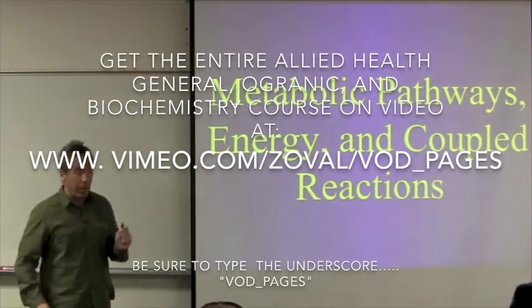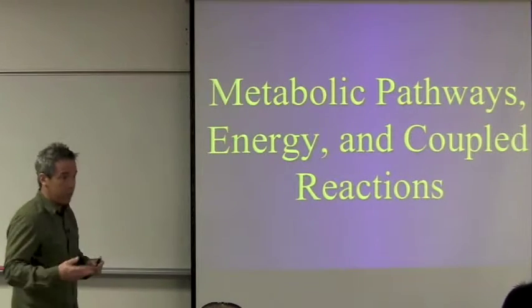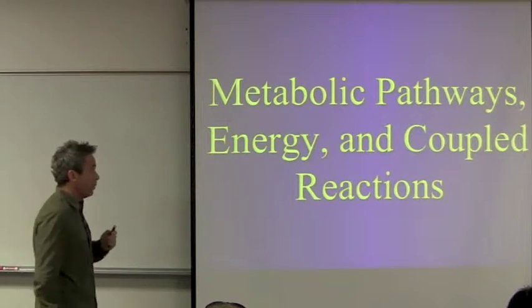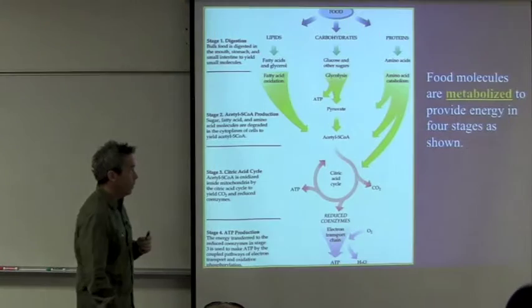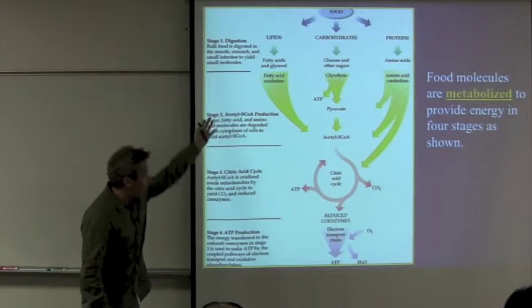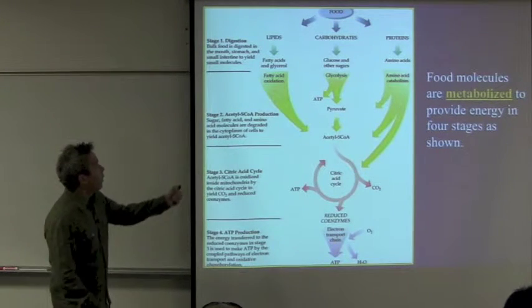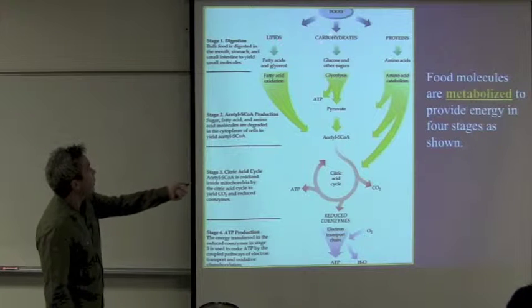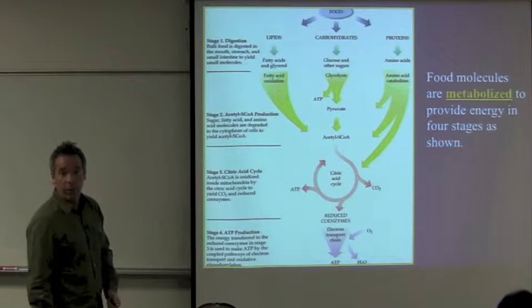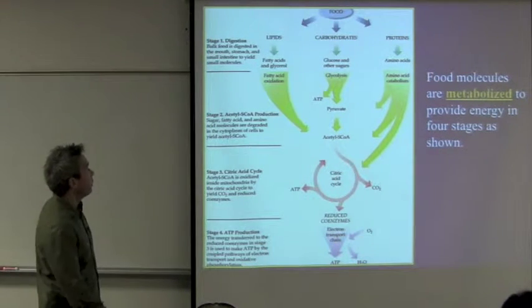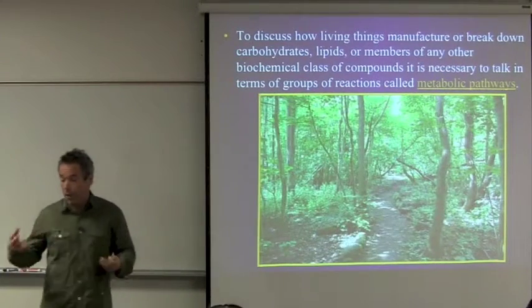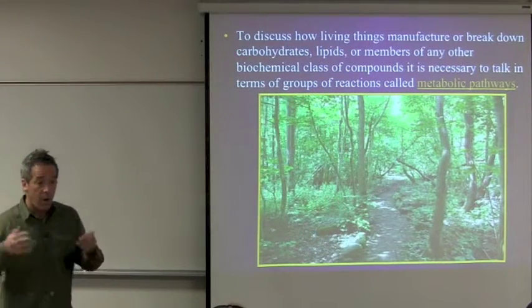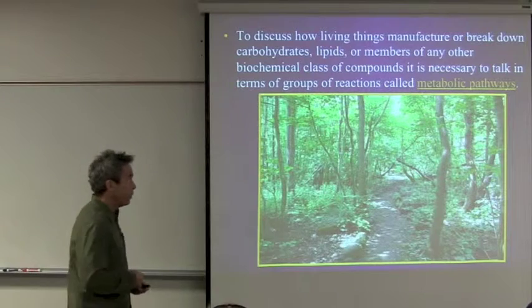Let's start by talking about metabolic pathways and some strategies used in metabolism. This is kind of a summary of chapter 15. We had a chapter on each of these types of molecules that we metabolize to get energy out of. So these series of chemical reactions are metabolic pathways.